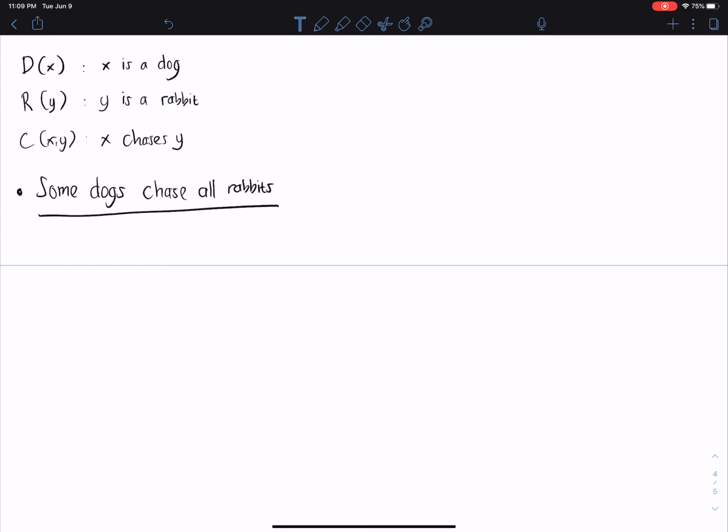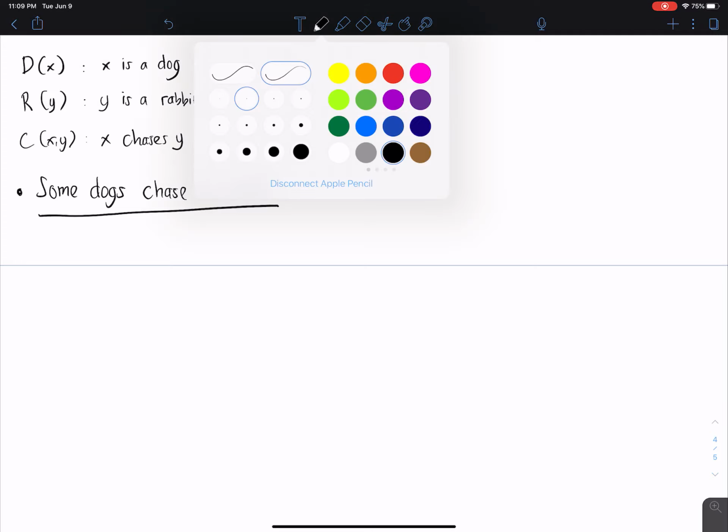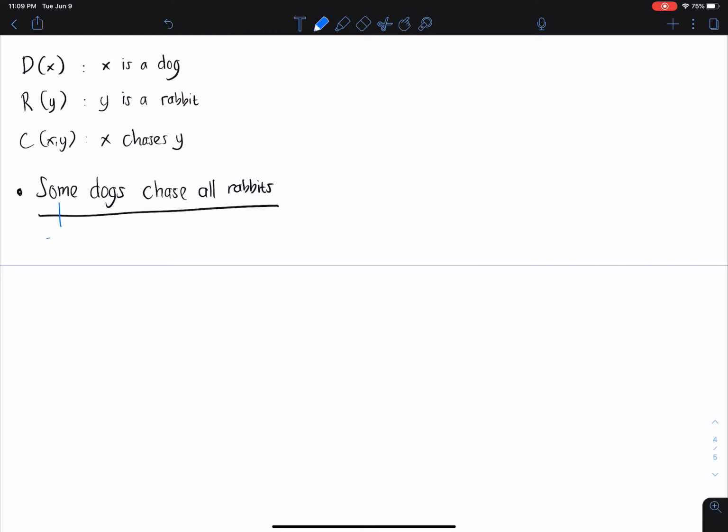So if I can go a little bit fast in here, we can indicate first what we have. We have quantifier, we have quantifier, we have dx for dog, we have ry for rabbit, and we have cxy over here.